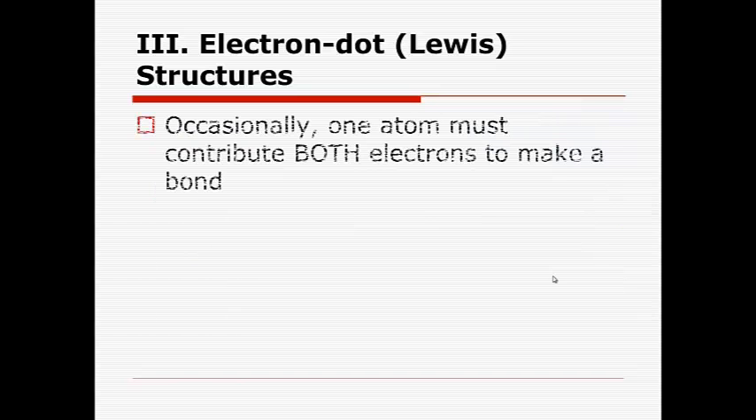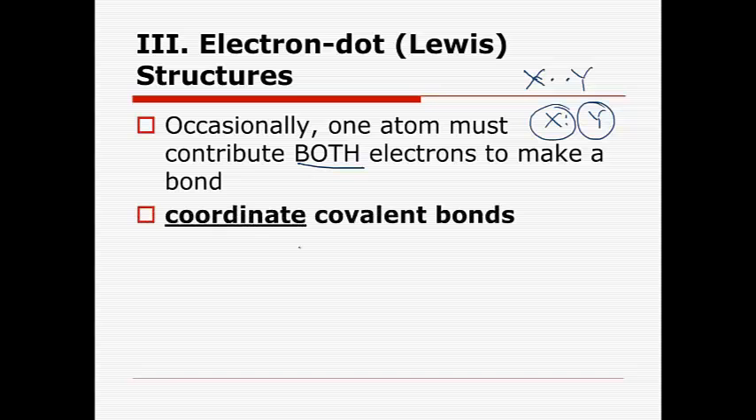Okay. Now, every once in a while, you're going to have to do a couple weird things. Normally, atom X and atom Y are going to bond. X has to share 1 and Y has to share 1. But sometimes, one of these atoms contributes both and the other one contributes none, meaning X would actually contribute 2 electrons, Y would contribute no electrons to make a bond between X and Y. Okay, if that's the case, you end up with something known as a coordinate covalent bond.